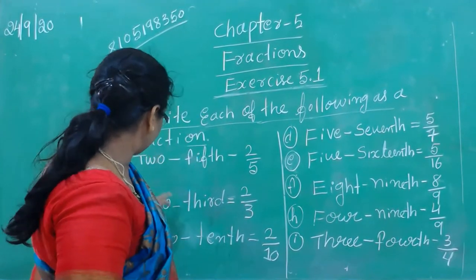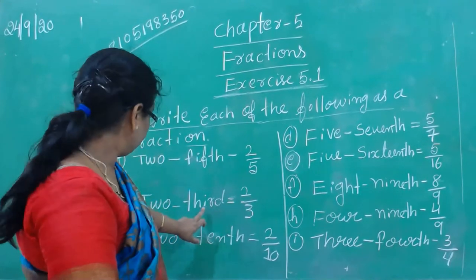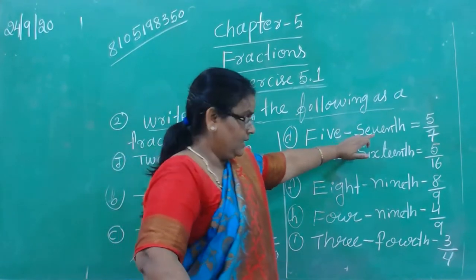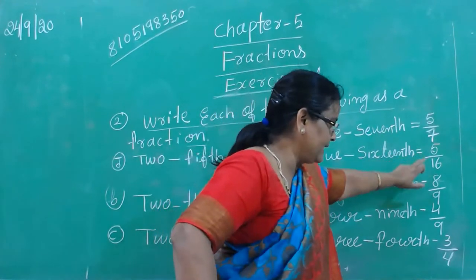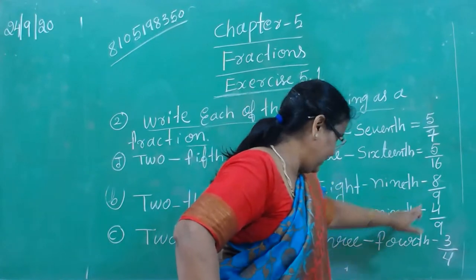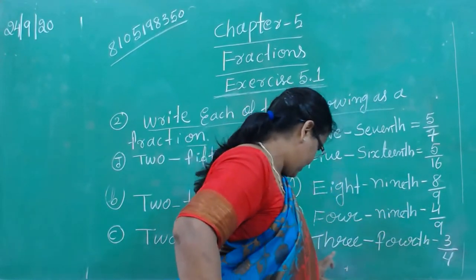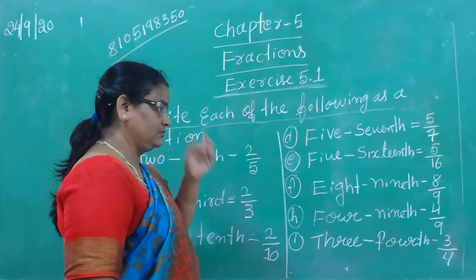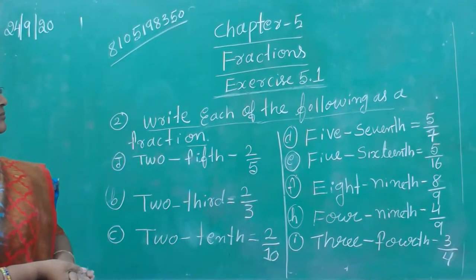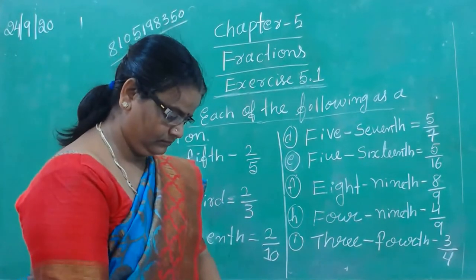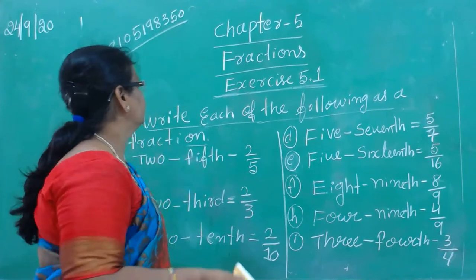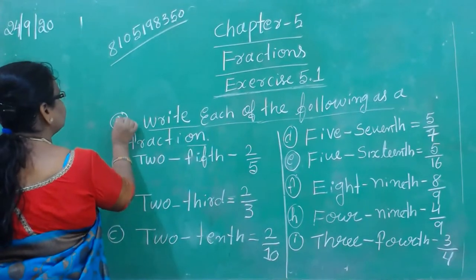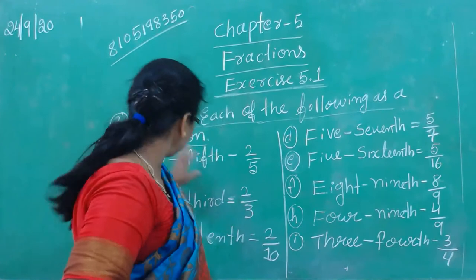First one, half, 1/2. 2/3. 2/10. 5/7. 5/16. 8/9. 4/9. 3/4. 2/5. This is the third problem: first bit, second bit, this is the third bit.